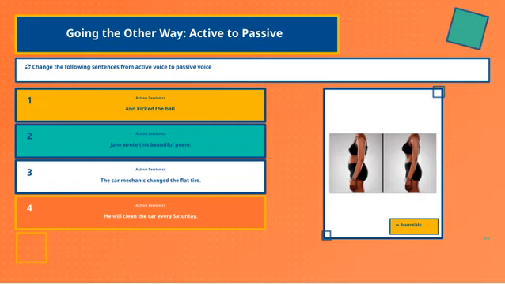And finally, he will clean the car every Saturday. When converted, it becomes the car will be cleaned by him every Saturday. This process is reversible, meaning you can switch sentences back and forth between active and passive voices. Understanding this flexibility is key to mastering sentence variety and clarity in your writing. Remember, the choice between active and passive depends on what you want to emphasize in your message.